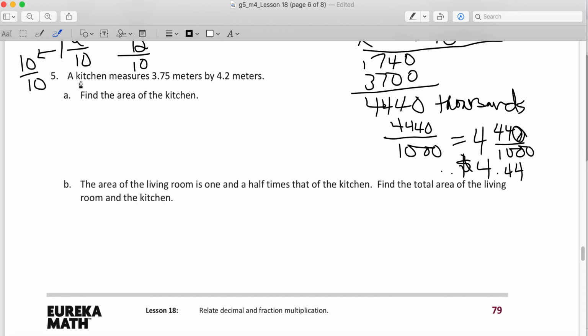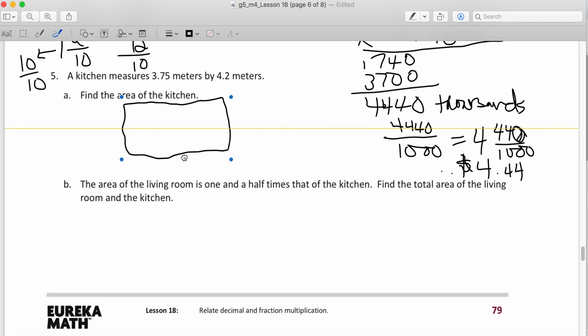All right, should we do the other one? Yes, I like this one. So a kitchen measures 3 and 7,500 meters by 4 and 2/10 meters. Be very careful that you're paying attention. So you know Dr. Milam is going to draw a picture. It doesn't matter which side for my picture, but I am going to make this 4 and 2/10 meters this side, and this side is 3 and 7,500. It says find the what?